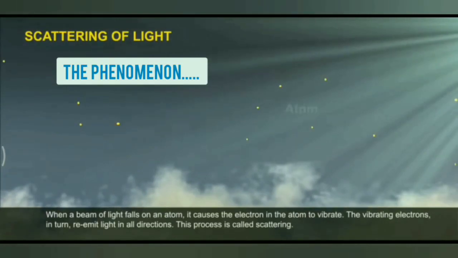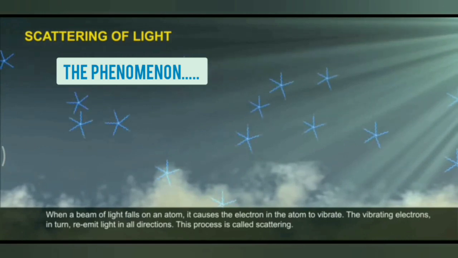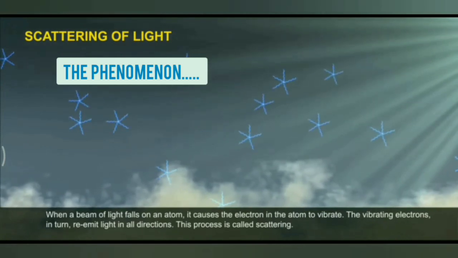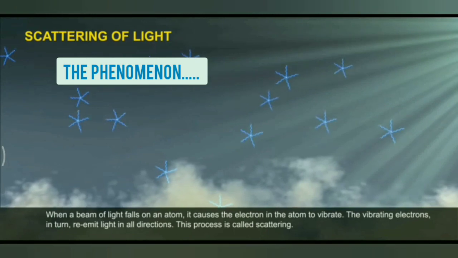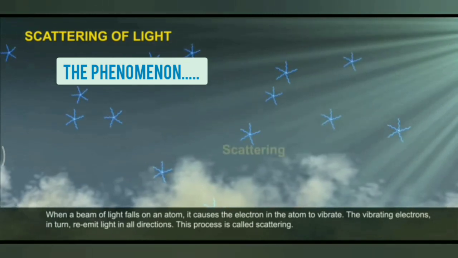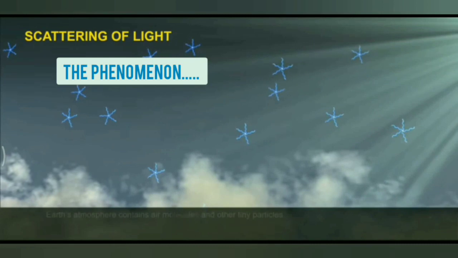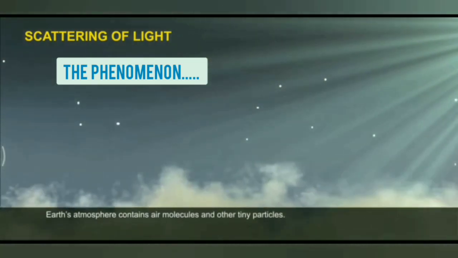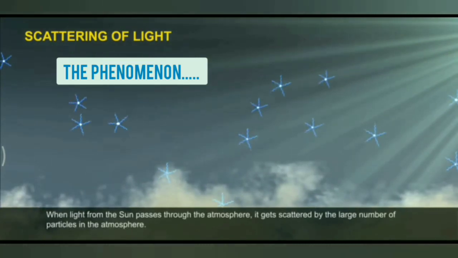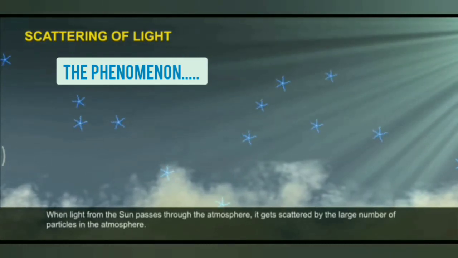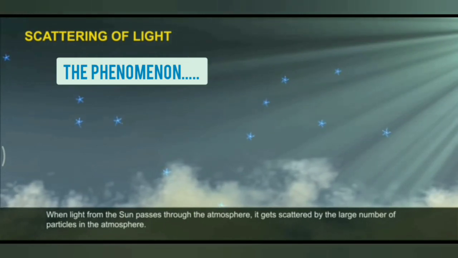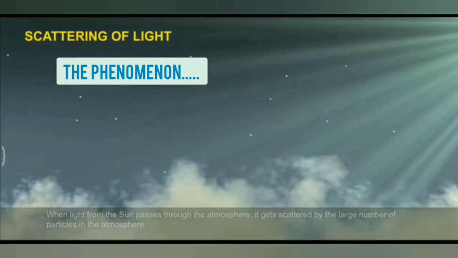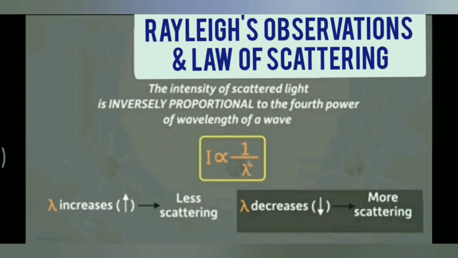When a beam of light falls on an atom, it causes the electron in the atom to vibrate. The vibrating electrons in turn re-emit light in all the directions. This process is known as scattering of light. Earth's atmosphere contains air molecules and other tiny particles. So when light from the sun passes through the Earth's atmosphere, it gets scattered by the large number of particles in the atmosphere. Lord Rayleigh studied the scattering of light in detail.